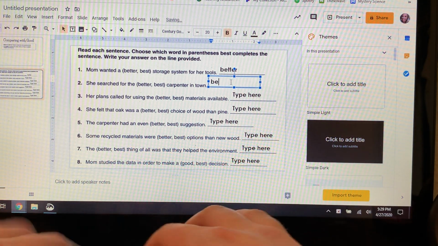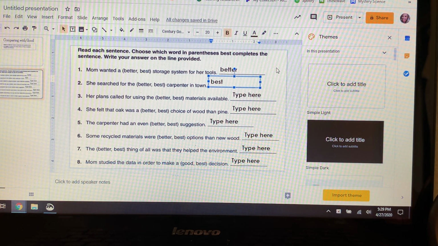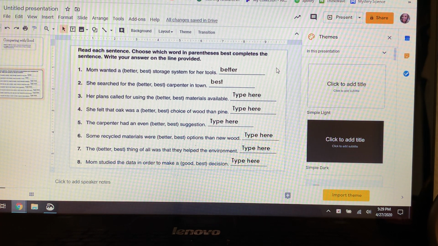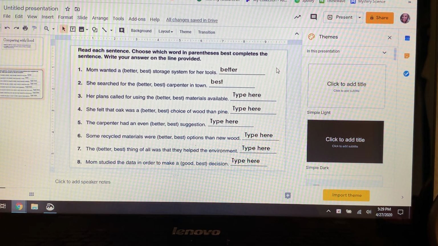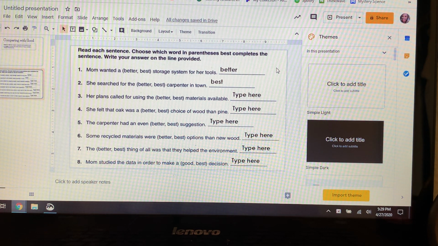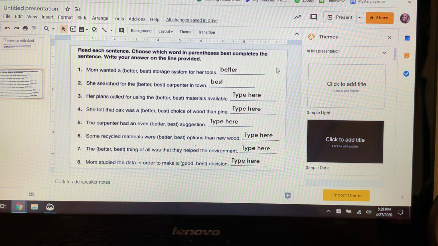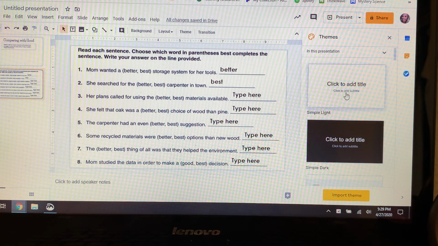If you ever get stuck also, we've practiced this in class, say the sentence with both of them and see which one sounds right. Mom wanted a better storage system for her tools, or Mom wanted a best storage system for her tools. Better sounds better. Number two, she searched for the better carpenter in town, or she searched for the best carpenter in town. Best sounds correct. We also know that because she is comparing one carpenter to all the others. So you're just going to go through and do numbers 3 through 8 that exact same way.